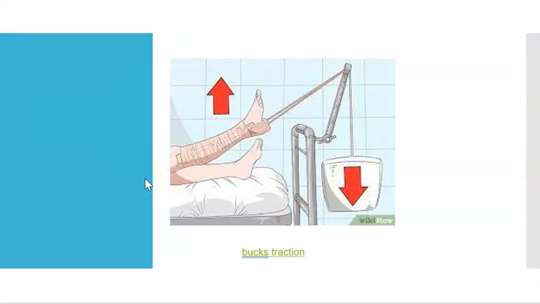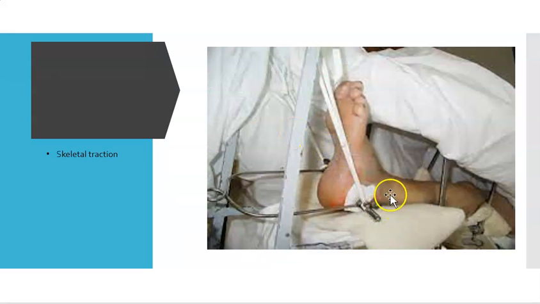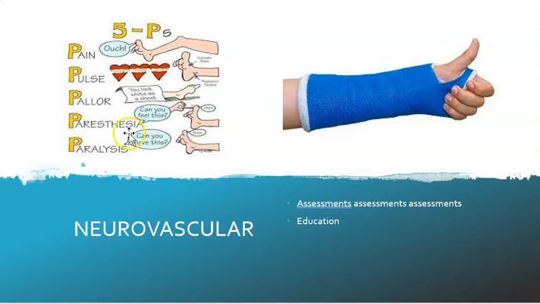So the difference is Bucks traction is over the skin, and you're going to be testing for your neurovascular checks, your 5 Ps, of course, and then skeletal traction, which is going to go into the bone. And again, 5 Ps. That neurological assessment is going to be the same, no matter what. Neurovascular assessment is going to be the same. There's your 5 Ps again. I cannot stress to you enough with ortho, neurovascular assessment, assessment, assessment, assessment. Did I mention assessment?